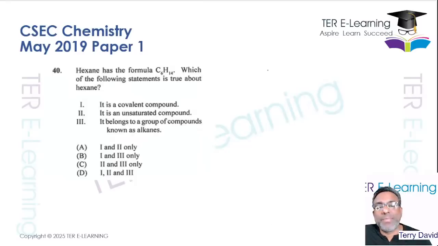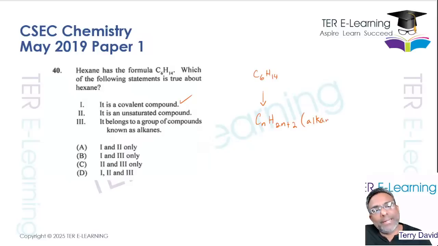Right, people saying the answer is B. So we have a compound here. It's called hexane and it's C6H14. Now what's happening here? Which of the following statements is true about hexane? It's a covalent compound. Yep, that's true. Is it unsaturated? Well, this compound here, if we look at our general formula, it seems to follow CnH2n+2, and this here is an alkane.